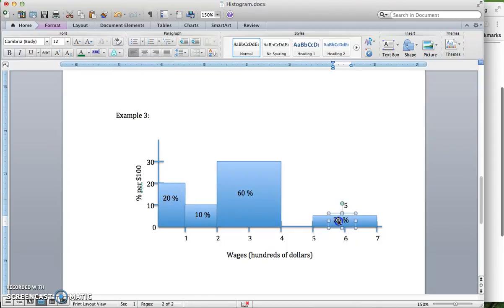So notice, 20% plus 10%, that's 30%, plus 60%, that's 90%, plus 10%, that's 100%. So this is all the employees, and notice that each of these bars represents a percentage. The area of each rectangle is a percentage, and this is the accurate depiction of the data.